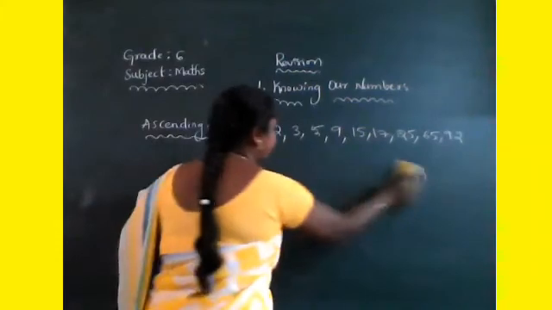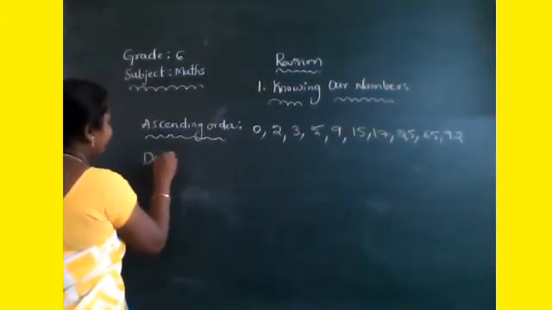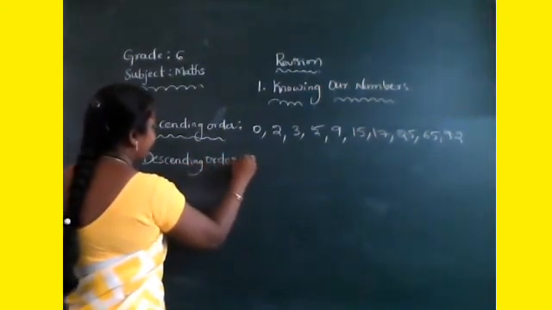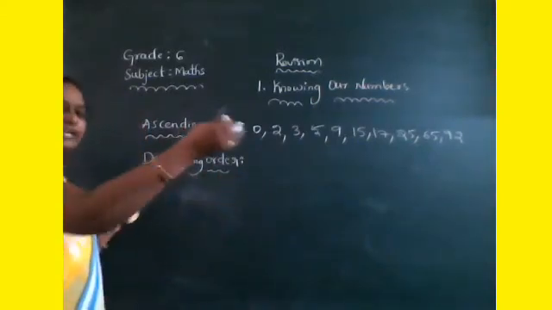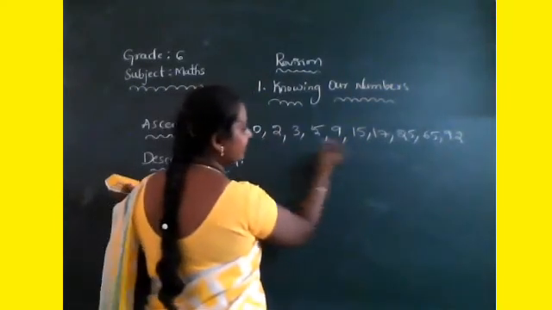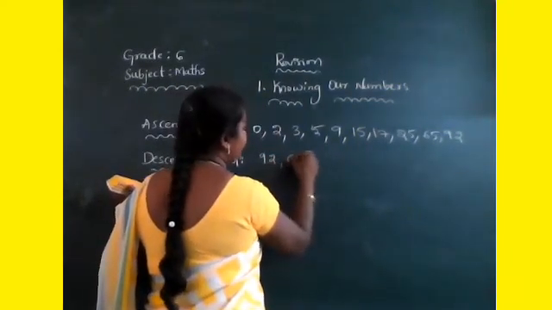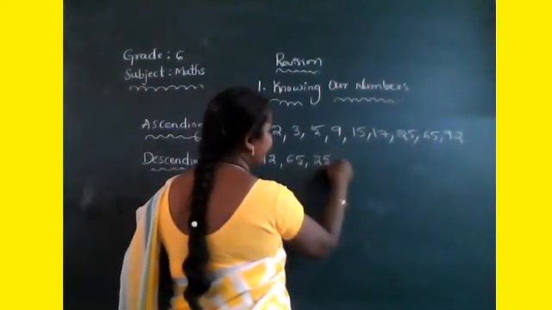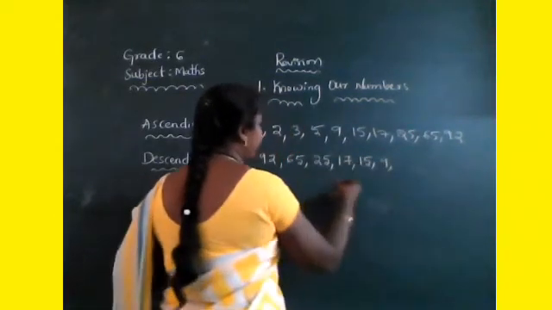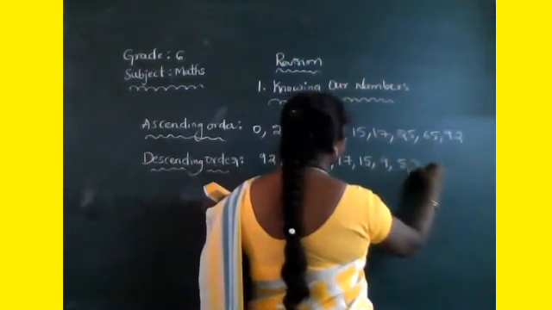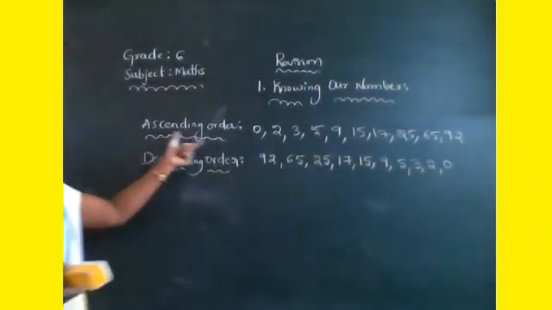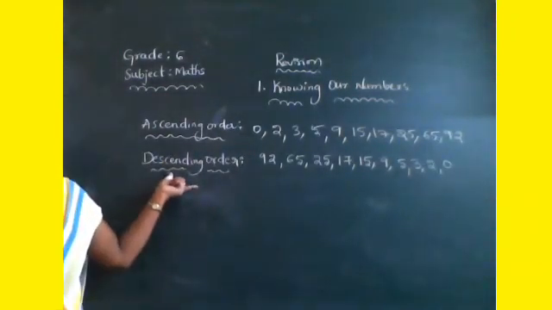Okay. Now, next is descending order. Descending order means bigger to smaller. Arrange all the numbers from bigger to smaller. Which one is the bigger value? 92, 65, 25, 17, 15, 9, 5, 3, 2, 0. Okay. So this is ascending order and this one is descending order.